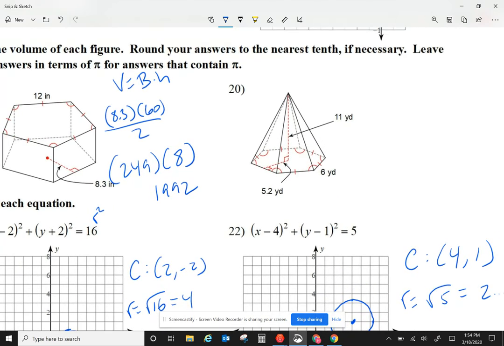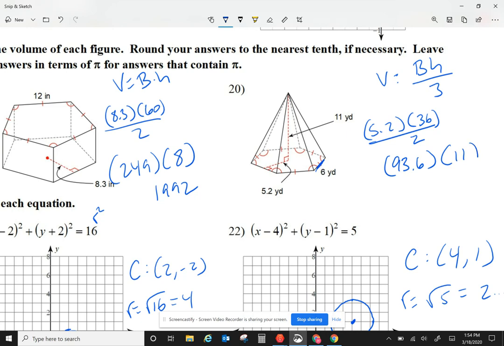Now, when it comes to pyramids and cones, we do the area of the base times the height divided by 3. So here, for the base, let me go 5.2 for the apothem. Each side is 6. There are 6 sides. Divide this by 2. So 5.2 times 36 divided by 2. I get 93.6. That's just the base. The height is 11, and I must divide this by 3. Pyramids and cones, we always divide by 3. Here I get 343.2.